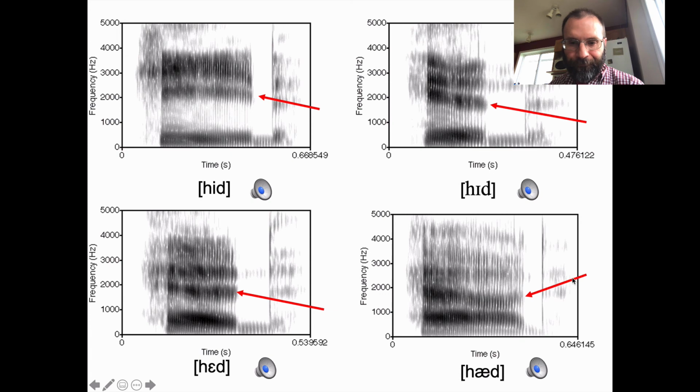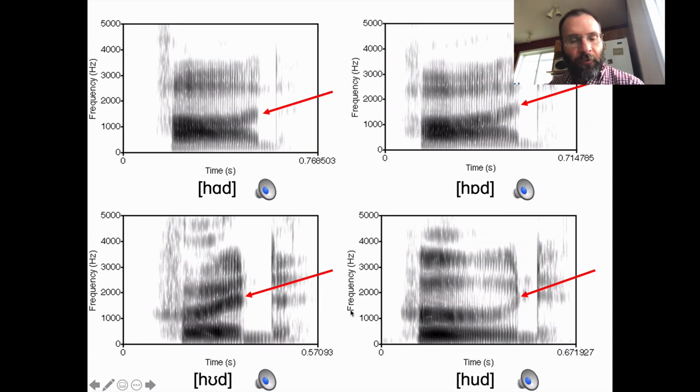And like I said, if you're producing a back vowel, your F2 is going to be a lot lower than 1700 hertz. It should be lower than 1500 hertz. So we should see F2 rising up into these alveolar closures every single time.